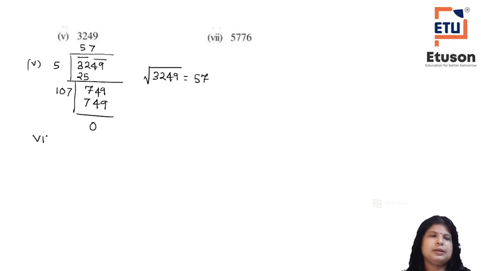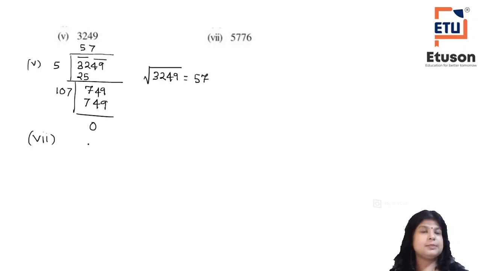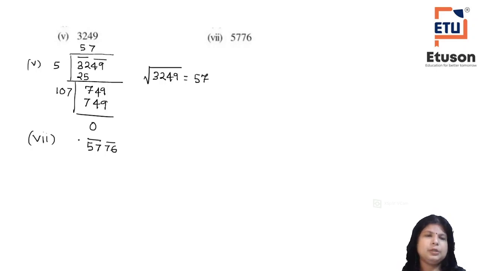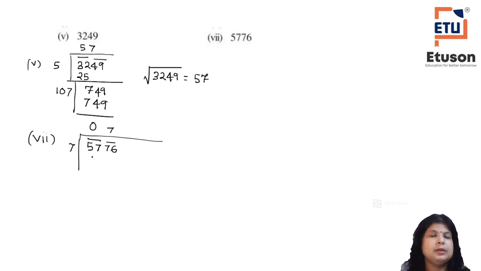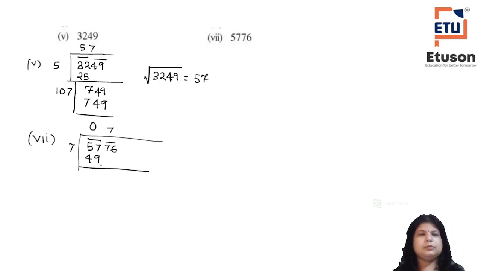So now let us go to the next bit, that is bit 7 here. I am taking 5776, paired from the unit place as usual. Now check which square is less than 57. So it is 7 square, 49, which is less than 57. So I'll write 49 here. Now you have 57 minus 49. Remainder will be 8.